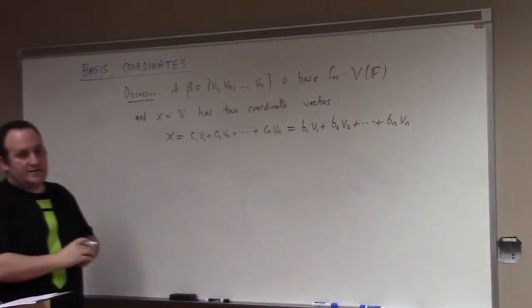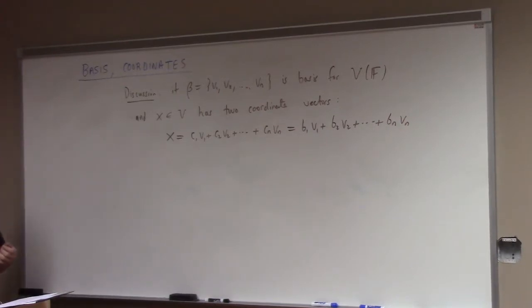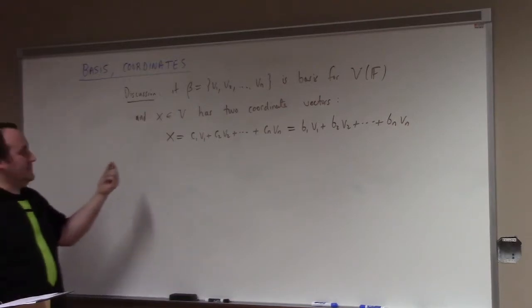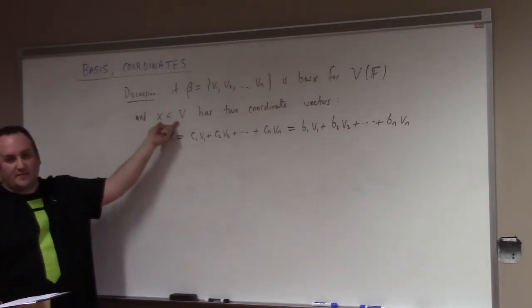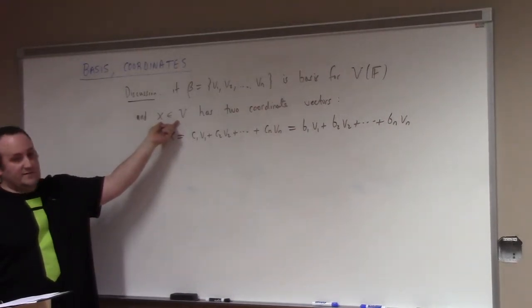What would I like to do? I'd like to prove that it is inescapable that c1 is equal to b1, that c2 is equal to b2, and so forth. I want to prove that the coordinates are uniquely specified by the basis. So the fact that the basis is spanning, what's that mean? It doesn't matter which x I pick in the vector space V, I can find these constants c1 through cn, which attain x in the span of the set. That's what spanning gets me.